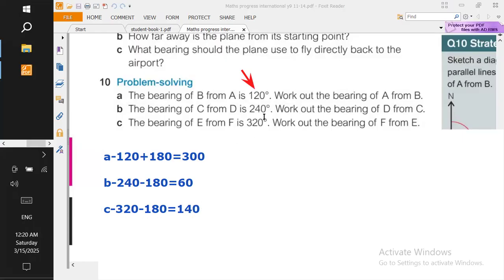And this is how you find the other bearing without drawing the bearing or the lines. You just take a look at the angle. If it's less than 180, you add 180 to it. If it's more, you just subtract 180 from it. That's the whole idea. Very good. Now, let's move on to the next question.